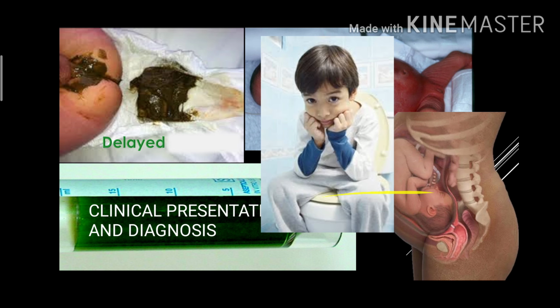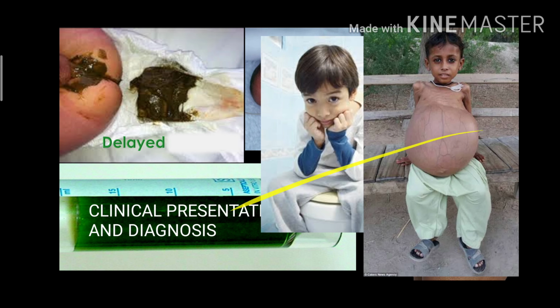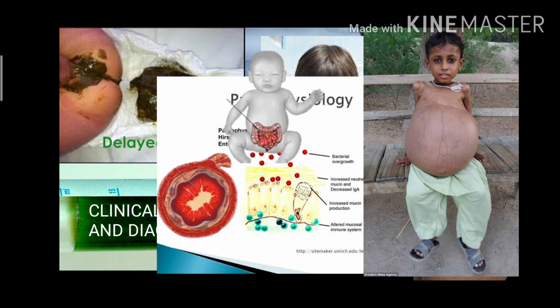Now, sometimes in a bit older age group, the patient can present with chronic constipation and difficulty in stooling. Another presentation in a bit more older age group, the child can present with abdominal distension and failure to thrive. In a newborn period, the child can also present with Hirschsprung-associated enterocolitis and sepsis. In this condition, there is bacterial overgrowth and increased production of mucin, and there can be explosive diarrhea, and the child can present in sepsis.